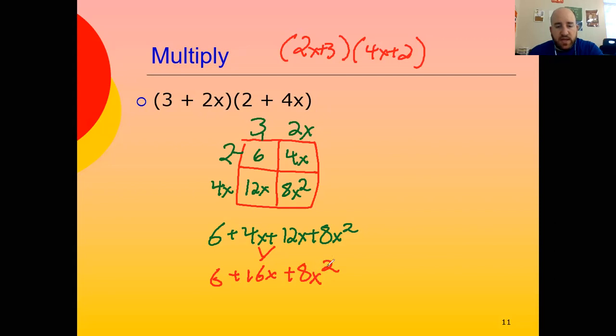Again, under normal circumstances, the 8x squared would be in the front, and the 6 would be at the end. But we're keeping it like this so it looks similar to the complex numbers, so it looks similar to the next problem I'm about to show you. Again, you can pause it right here to make sure that you got this down.